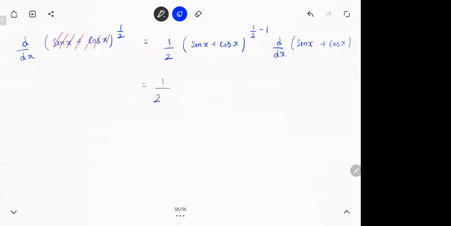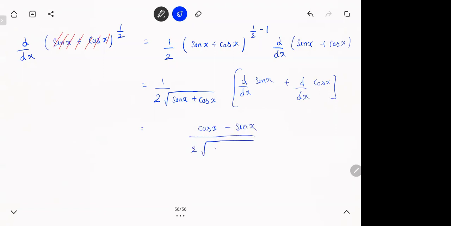So this would be 1 by root sin x plus cos x. Minus of meaning it will come under a root in the denominator. This is differential of sin x plus differential of cos x. This is f of x plus g of x. Differential of sin x is how much? Cos x. Differential of cos x how much? Minus sin x. Hope this was clear. Check out your answers. If you're confused, please ask me, get it clear.